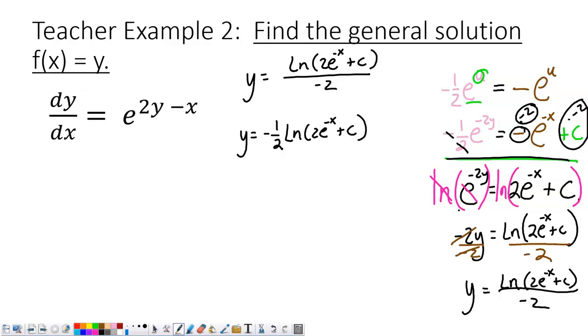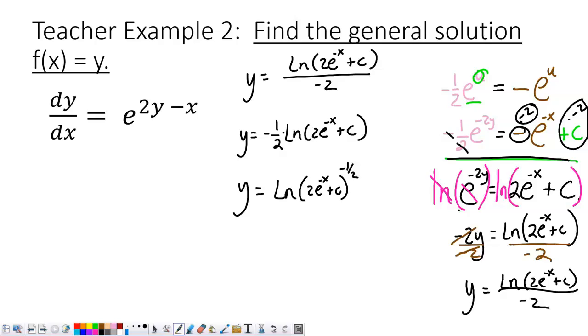But here's another reason. When they put it in the front, there's a log property that says anytime you multiply a log by a number, you could rewrite that as an exponent on the arguments. Okay? What else can we do here?